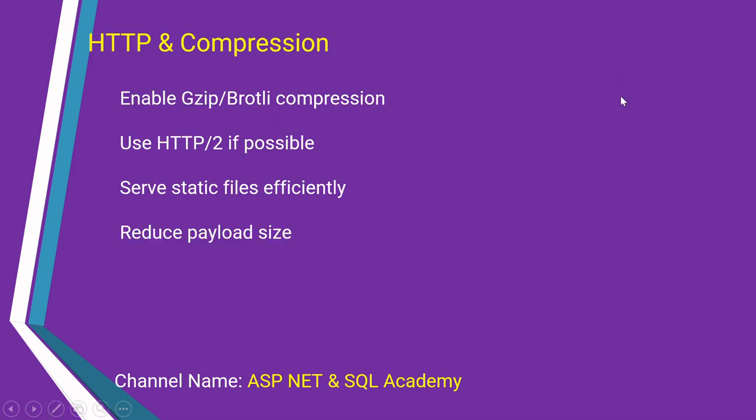Enable gzip or Brotli compression in ASP.NET Core to reduce network payload. HTTP/2 improves request handling, and serving static files efficiently ensures faster page loads.